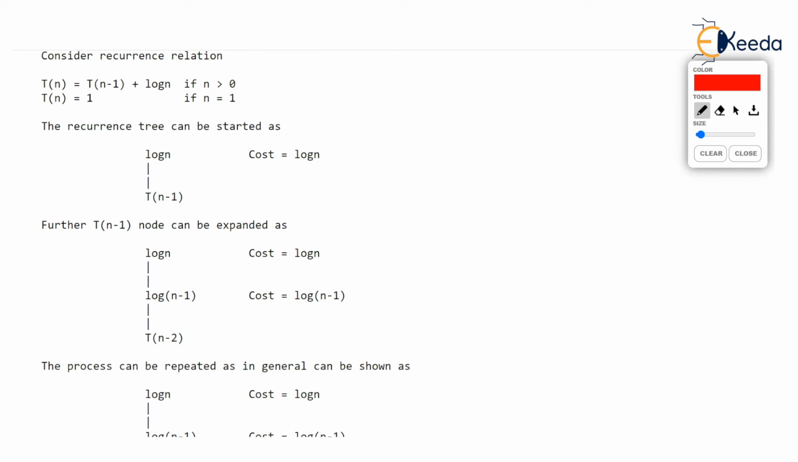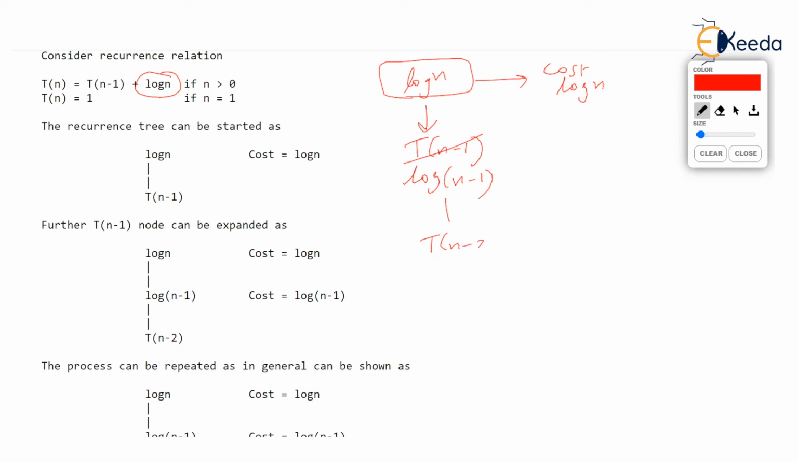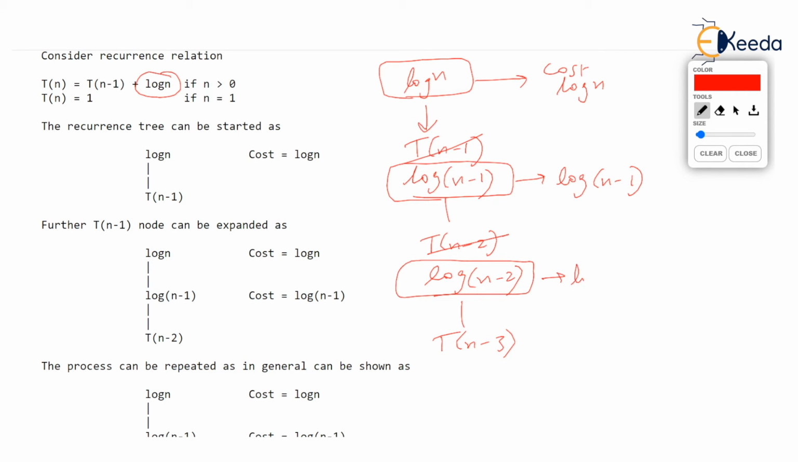You note that this additive term log n will become the root, and log n is getting added with T(n-1). So we got one level here, and the cost of this level is log n, isn't it? But then what is T(n-1)? T(n-1) will be log of n-1 added with T(n-2). So what is the cost at this level? Cost at this level is log of n-1. But then what is T(n-2)? It will be log of n-2 added with T(n-3). But then the cost at the level that we have got is log of n-2.